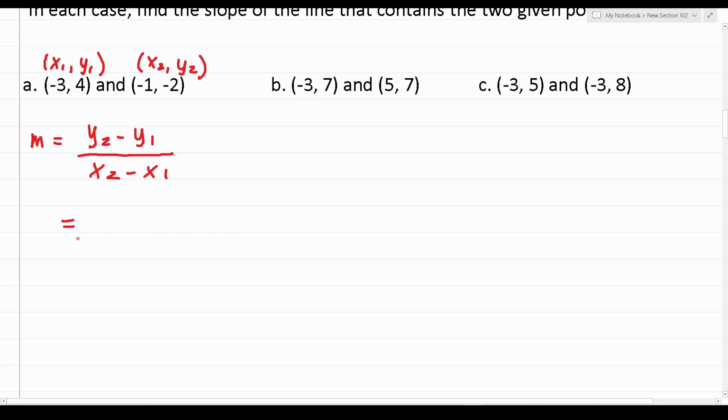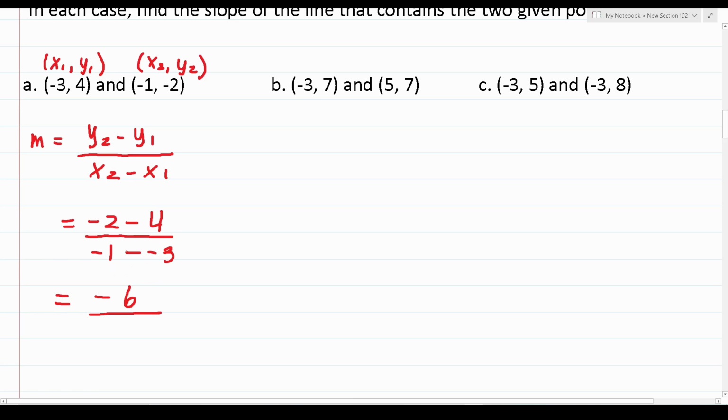All right, let's go ahead and plug those things in. We can see that y2 is right here. It's -2, so y2 is -2 minus y1. y1's right here. It's 4 over x2. x2, it's right here. It's -1 minus x1. It's right here. It's -3. All right. -2 minus 4 is going to be -6.